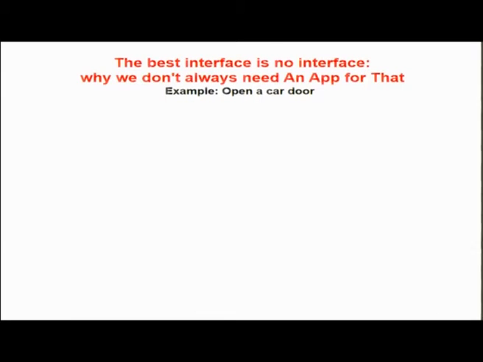So the best interface is no interface. We do not always need an app for that. Let's say one example could be opening the car door.